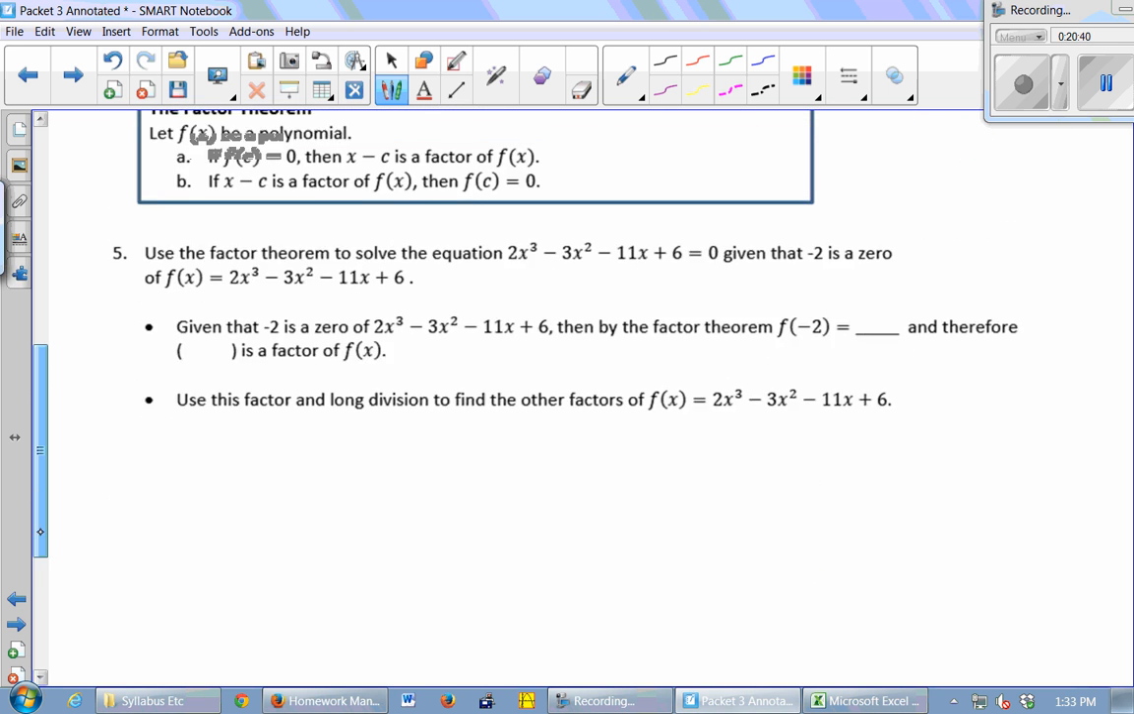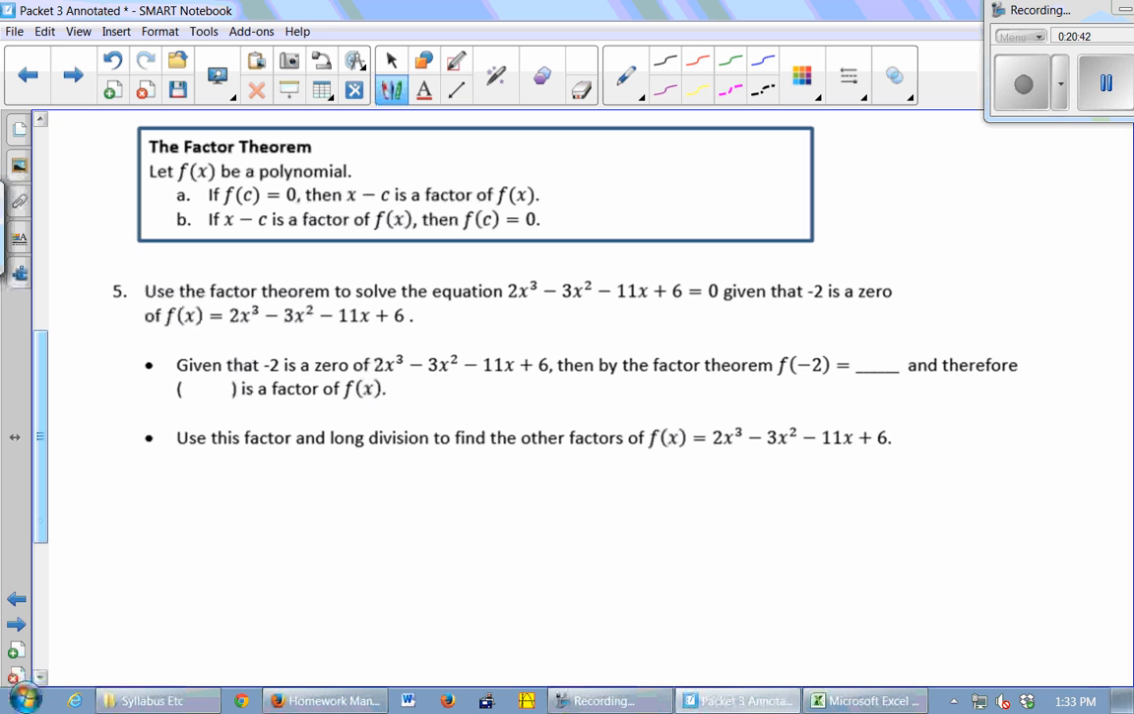Okay, so I want to use the factor theorem, which is what we just talked about, to factor, to solve this equation, 2x cubed minus 3x squared minus 11x plus 6 equals 0, given that we know -2 is a 0.